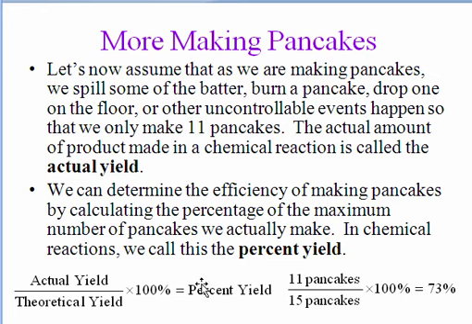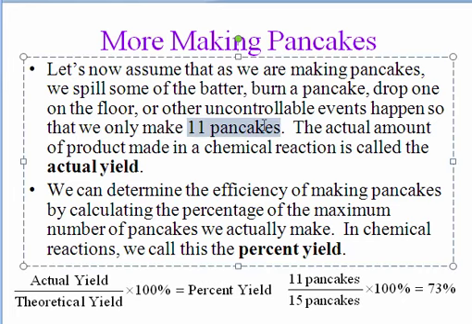Now let's look at a formula that you will need to know. Let's look back at our pancakes. Let's assume that when we're making our pancakes, we spill some of the batter, burn a pancake, drop one on the floor, or somebody comes by and eats some of the batter. There may be other uncontrollable events that happen, so in the end, rather than making 15 pancakes, we only make 11. The actual amount of product that we make in a chemical reaction is what's known as the actual yield.